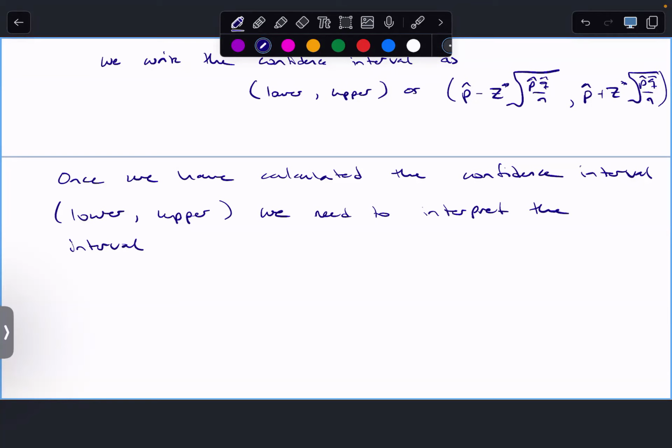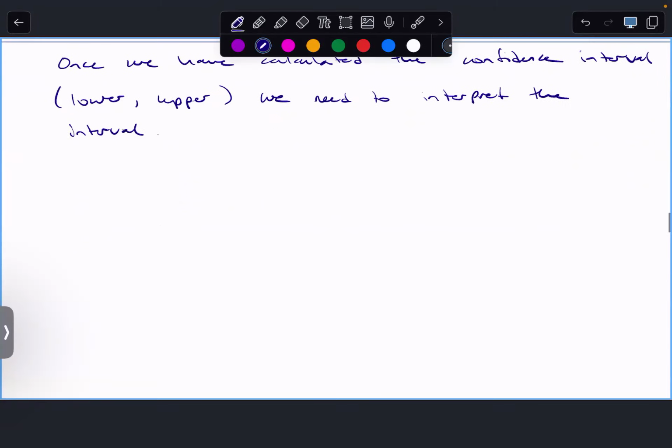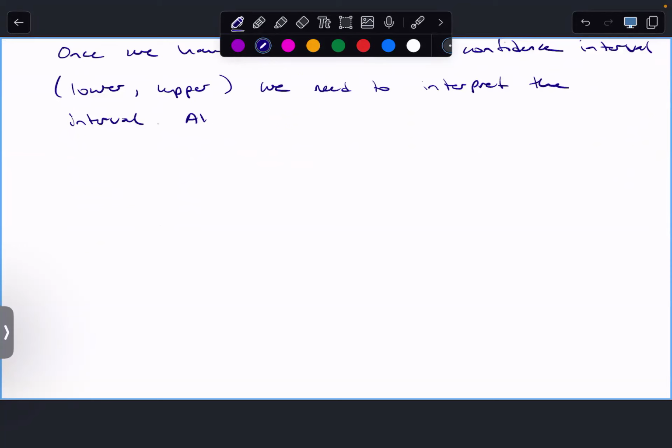What's nice is the interpretation of all confidence intervals will always be the same. So this is where we start learning how to interpret any confidence interval. All confidence intervals are interpreted the same.